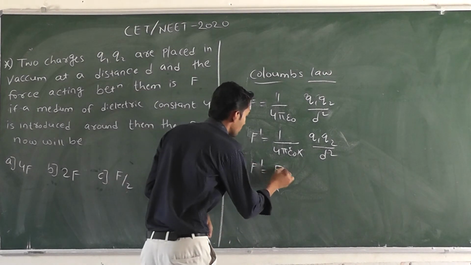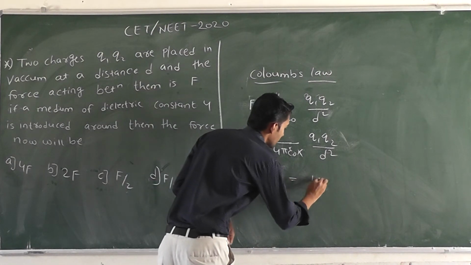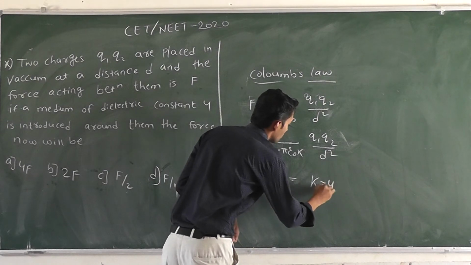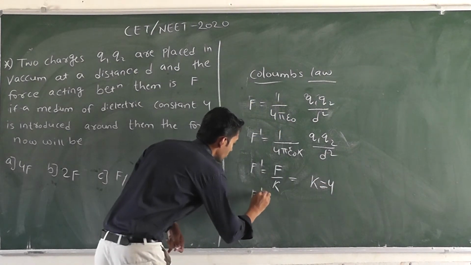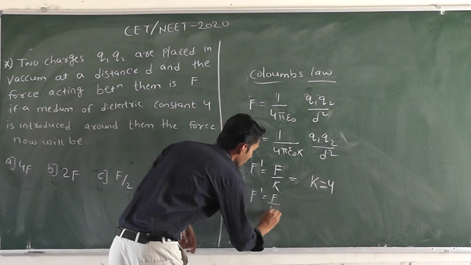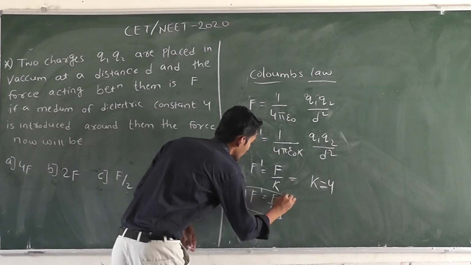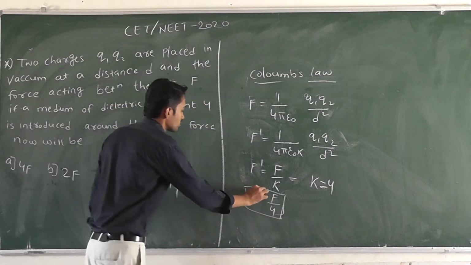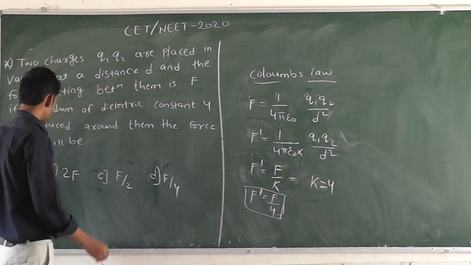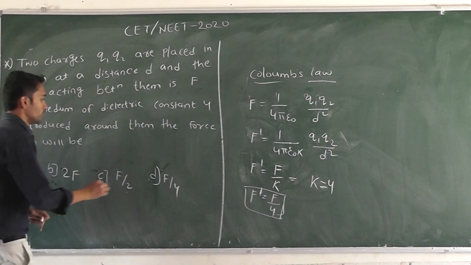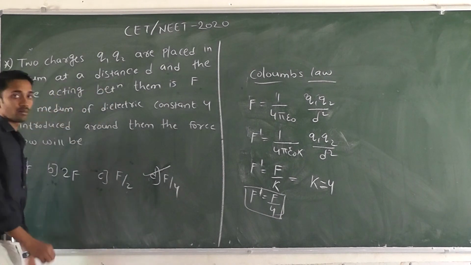So what is the meaning of K? K is dielectric constant 4. So F dash is equal to F by 4. A new force is produced. According to all these four options, the new force value is F by 4.